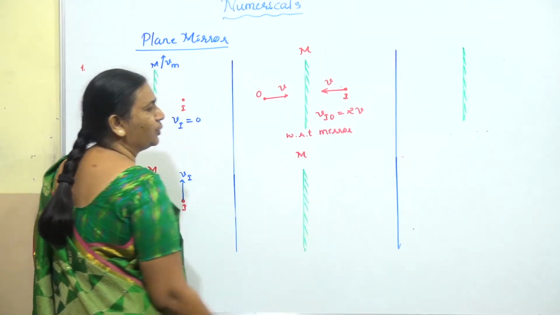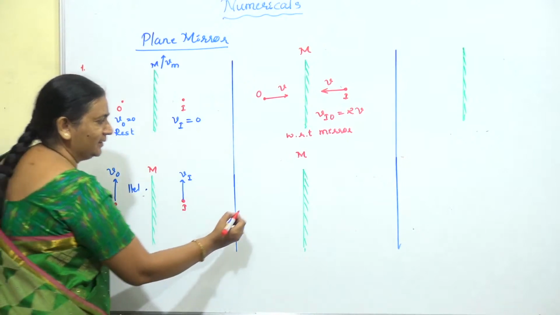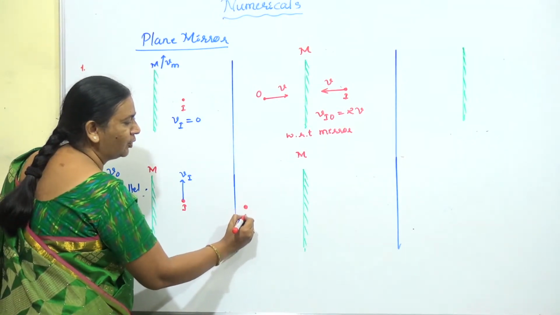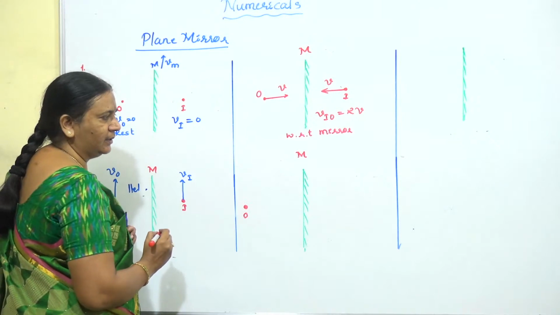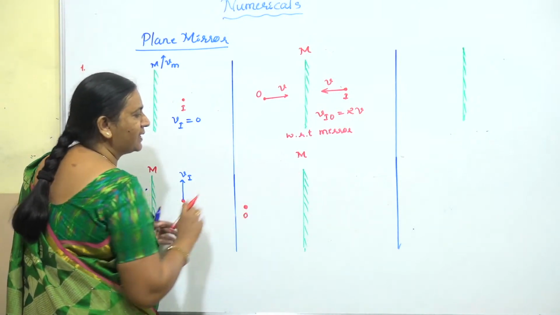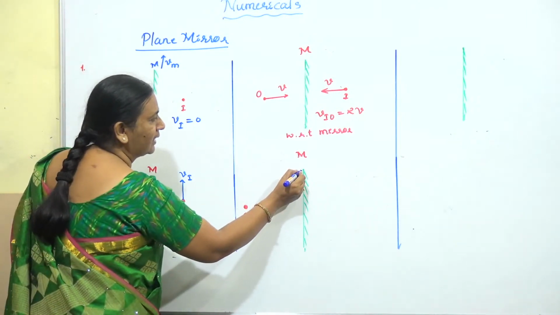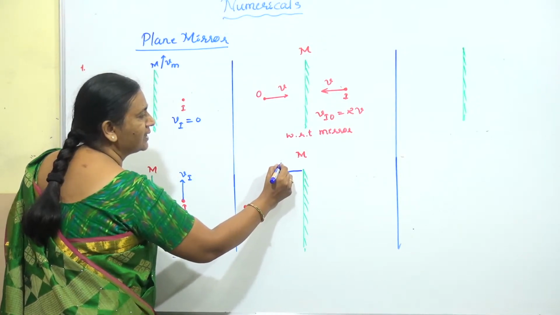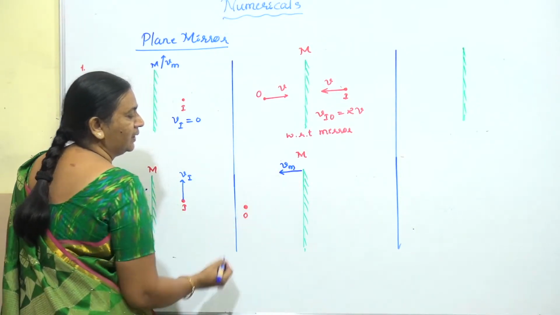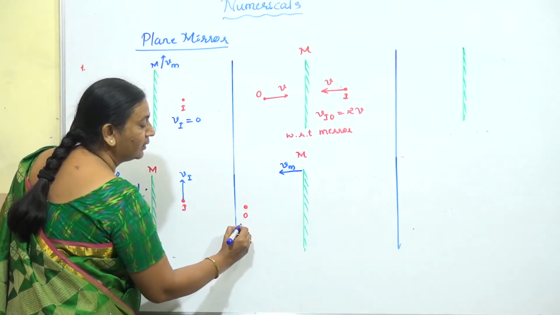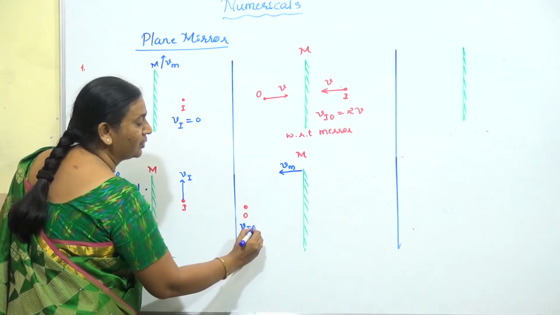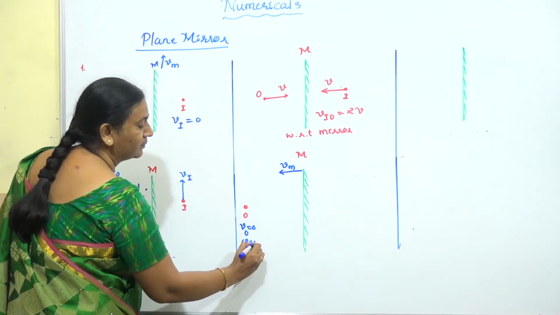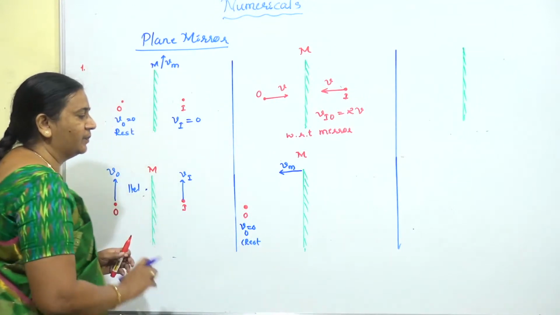What if the mirror also is moving? Imagine this is your object. Now observe carefully. If the mirror itself starts moving in this direction with a certain speed, say Vm, the velocity of the object I will take as 0. Let it be at rest.